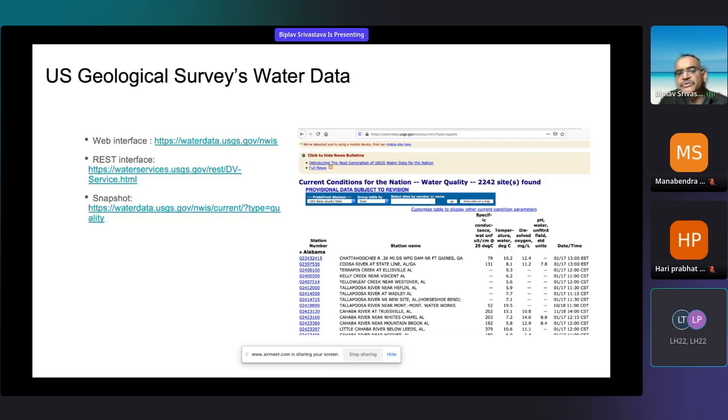In the current demo, which I mentioned, we are using data from the US Geological Survey, which gets data from surface water 6 to 7 times a day for about 2,000 sites across the US, but only for a very few parameters, like conductance and temperature and dissolved oxygen. And there's a lot of missing data.